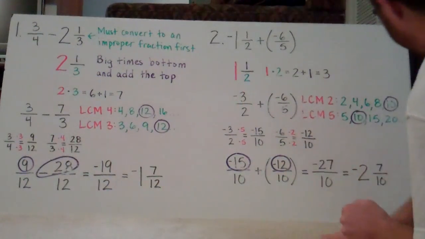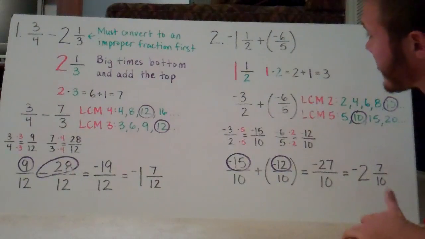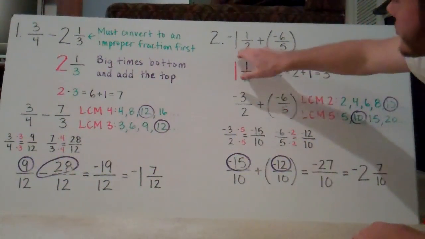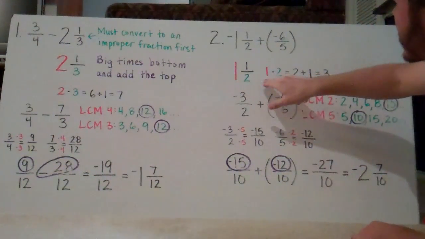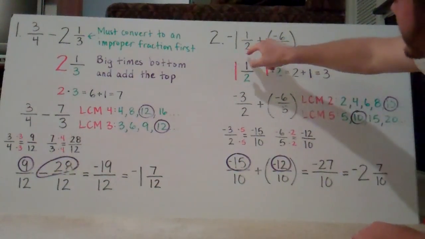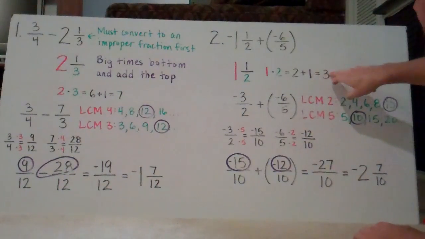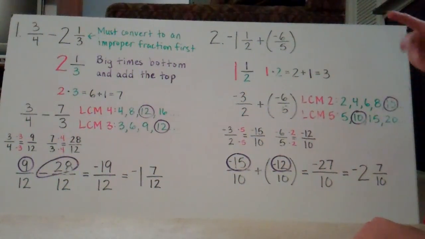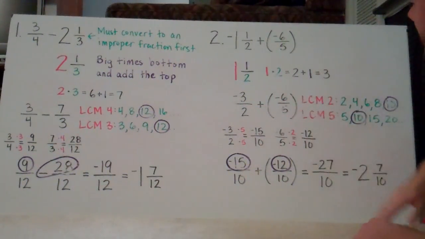Number 2. Let's say I give you negative 1 1/2 plus negative 6/5. Alright, first thing I need to do, change that mixed number into an improper fraction. So I'm going to take big times the bottom, which is 2, add the top, and I get 3. So negative 1.5 is going to turn into negative 3 halves. Alright, I move that number into the numerator's position. And again, now I've got negative 3 halves plus negative 6 fifths.